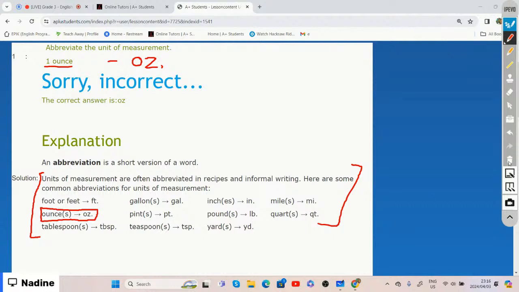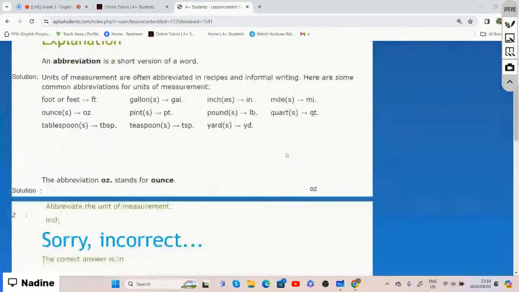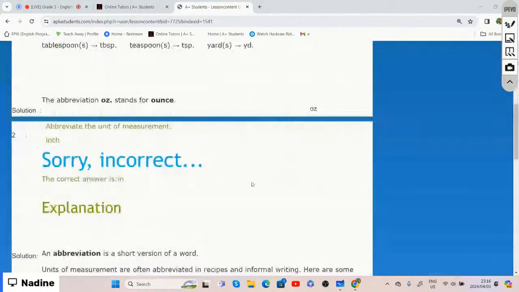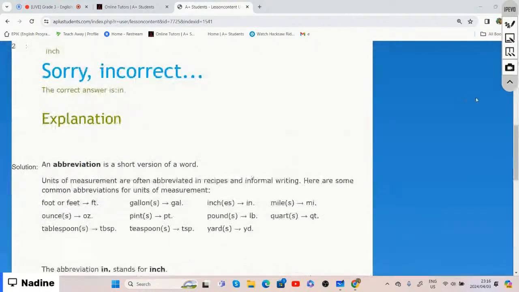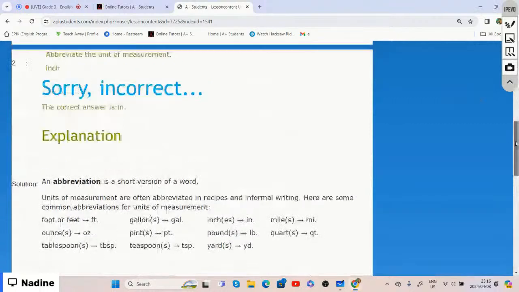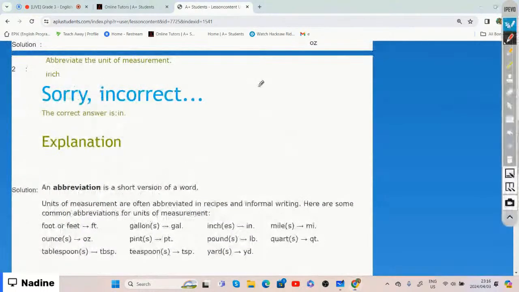All right. And well done for trying. So well done. Yes, I like that. We need to abbreviate inch. How are we going to abbreviate inch? What's the abbreviation for inch? If we were to give the abbreviation of inch, what would the abbreviation of inch be?